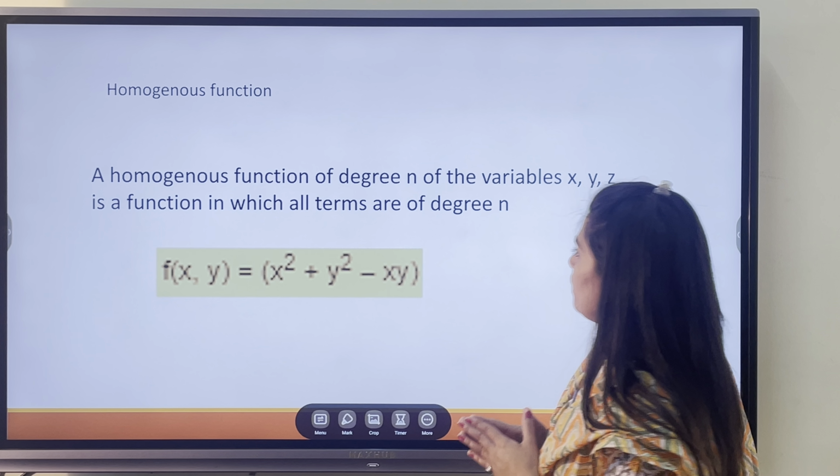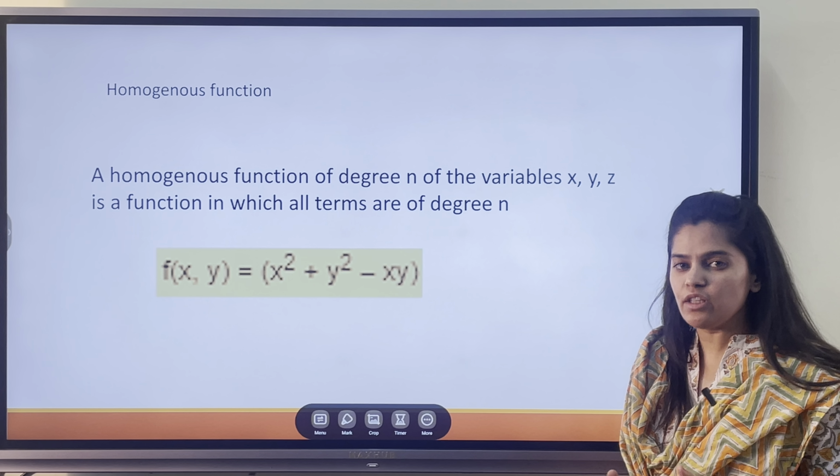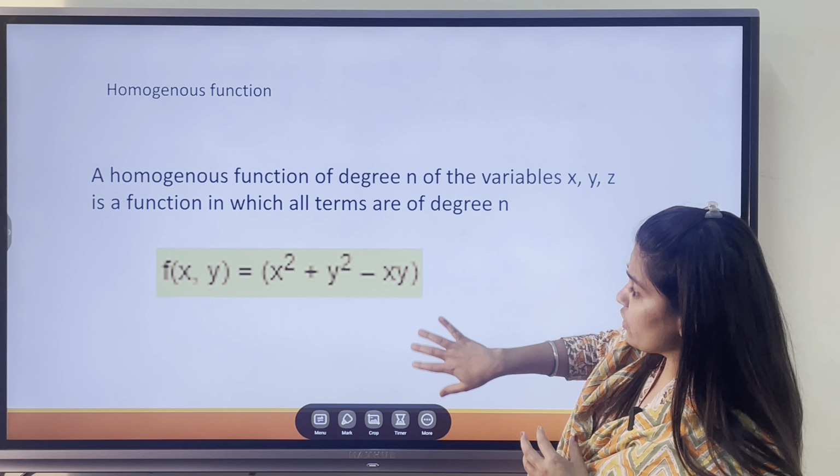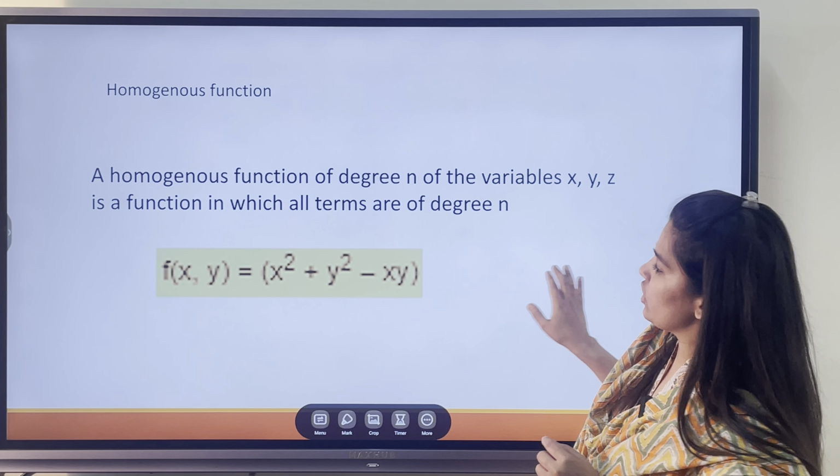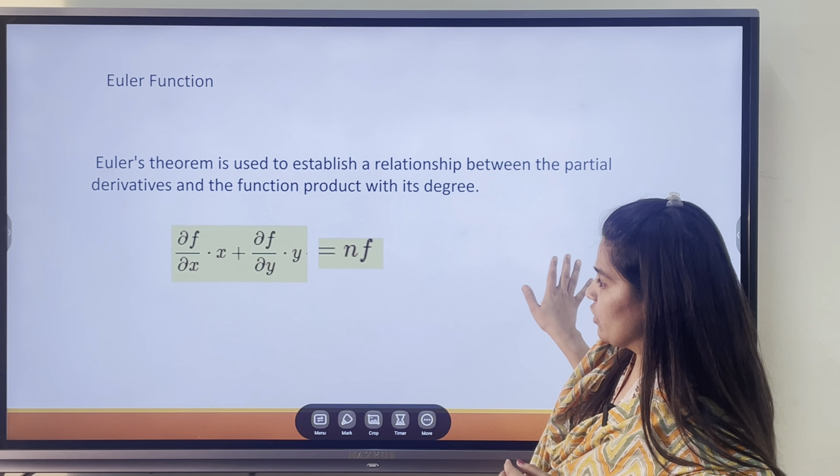Next, we come to homogeneous functions. A homogeneous function is one in which the degree of all the terms is the same. Here, the degree of x is 2, the degree of y is 2, and if we combine x and y together, the degree of x is 1 and the degree of y is 1, combining to give a degree of 2. So the degree of the homogeneous function is 2 here. To solve a homogeneous function, we have a particular method known as Euler's theorem, defined by del f upon del x multiplied by x, plus del f upon del y multiplied by y, equal to nf, where n represents the degree of the function.